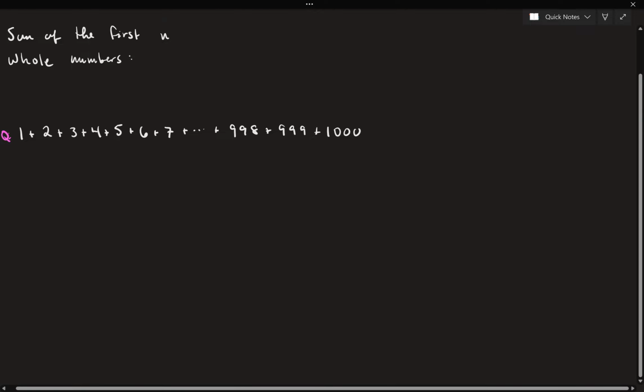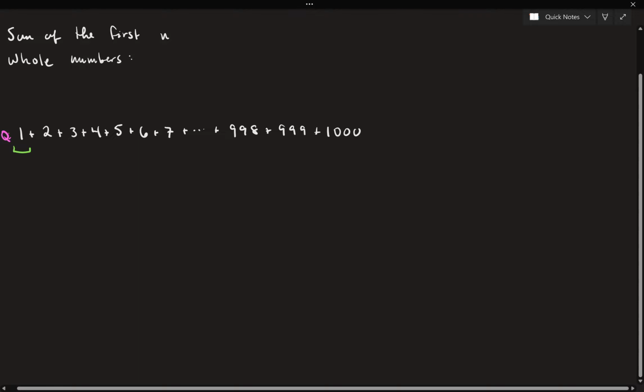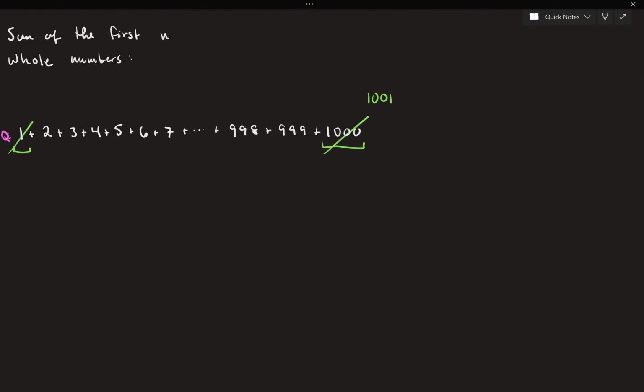And the best way, the shortcut, is to realize that I can add them in a different order. I can add the first and the last term. So those add up to what? 1001. If I add the second and the second to last, 2 plus 999 is 1001. 3 plus 998 is 1001. And I have all of these other terms packed in here, but everything else is going to match up like that.